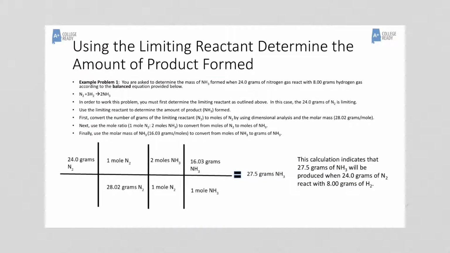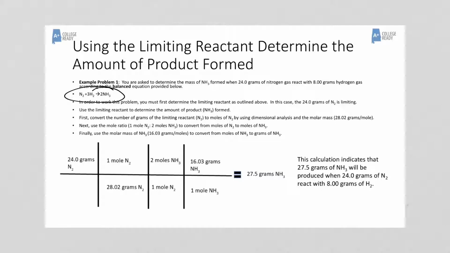All right, so now we've got a problem. We're going to use the limiting reactant to determine the amount of product formed. So again, we're working with the same equation. This time we're starting with 24 grams of nitrogen and 8 grams of hydrogen, and we want to know the mass of ammonia formed. So just like we did before, we would first determine the limiting reactant. We already determined that the limiting reactant is the nitrogen gas.